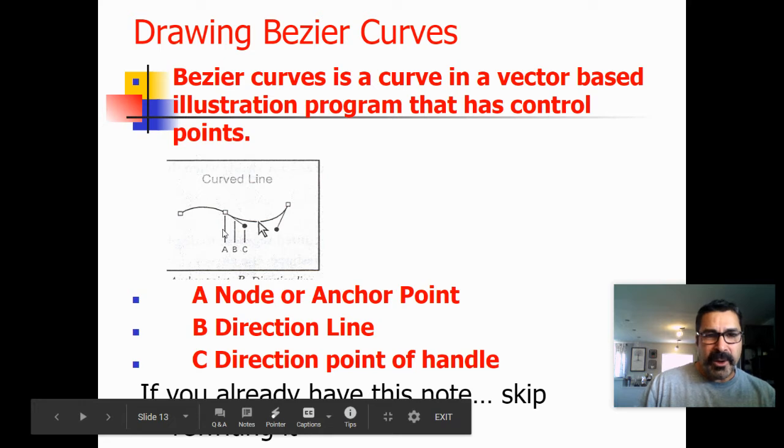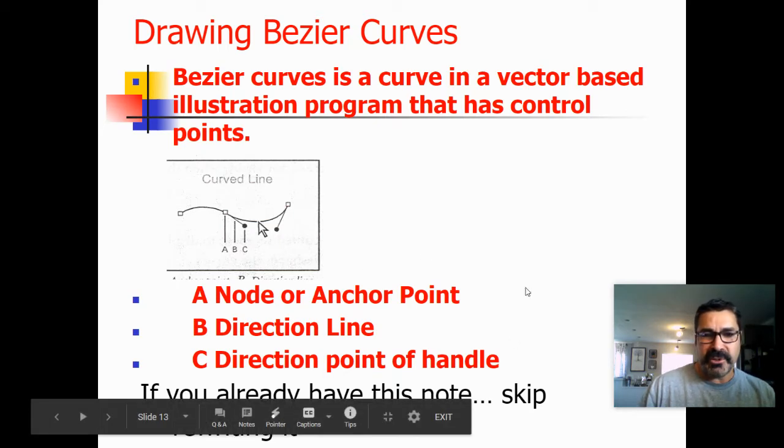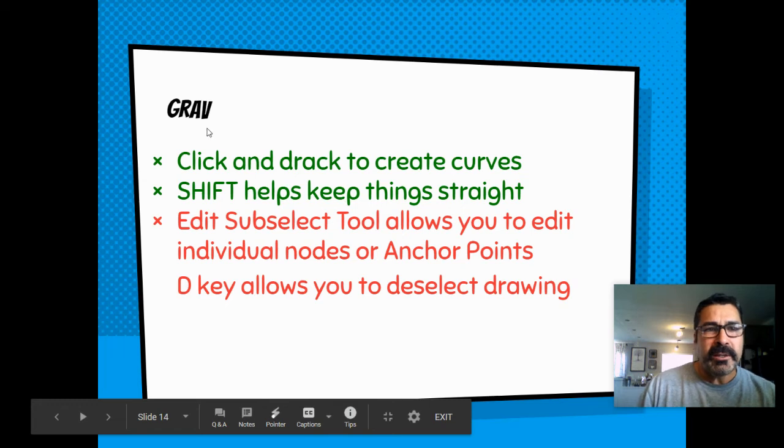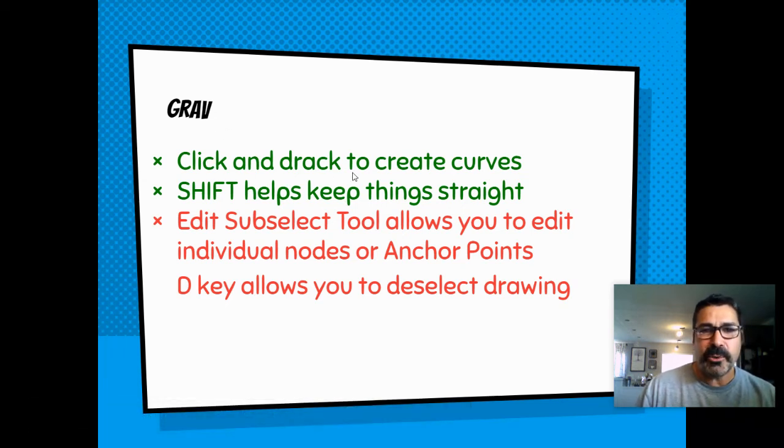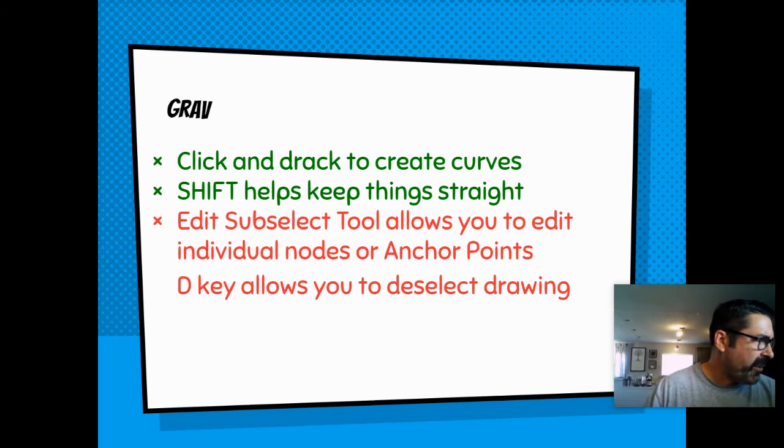Whenever you're drawing, you have a node or an anchor point, you have a direction line, and you have your direction handle. If you already have this note, skip it. For Gravit, you should click and drag to create curves. Shift helps keep things straight, and write this down if you can. But let's go ahead and get started. While you're writing that down, we're going to actually look at what this means. So here we go.